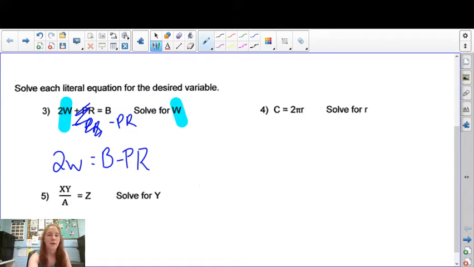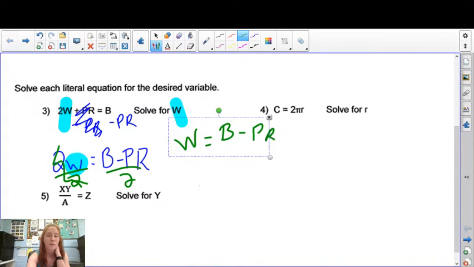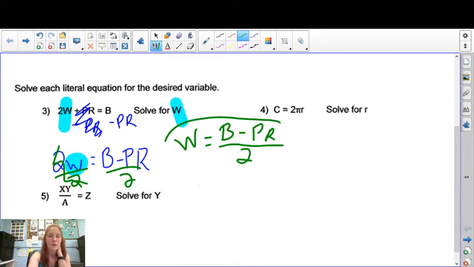And then we're going to get our highlighter out. Again, identify my letter. We're still looking for W. Now, if you notice, W is being multiplied. So how do you undo multiplication? You divide. Right. Good call. What I do to one side, I do to the other. Those cancel out, and I'm only left with W. And so W is equal to B minus PR all over 2. And that's my final answer.